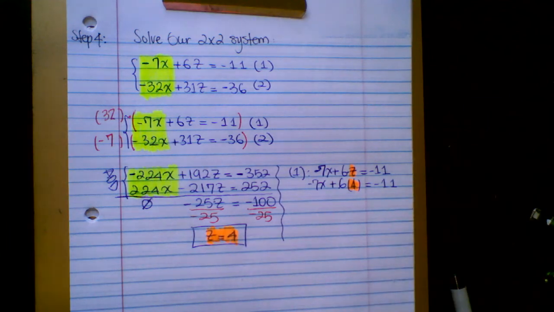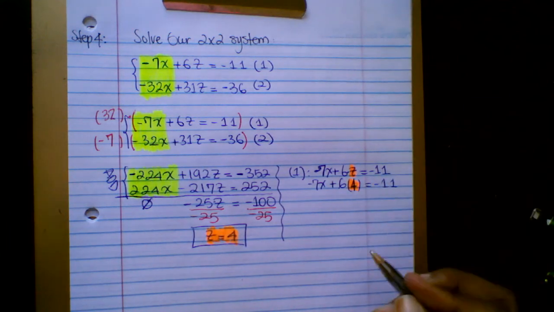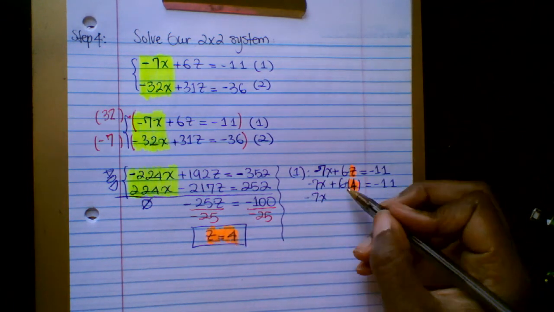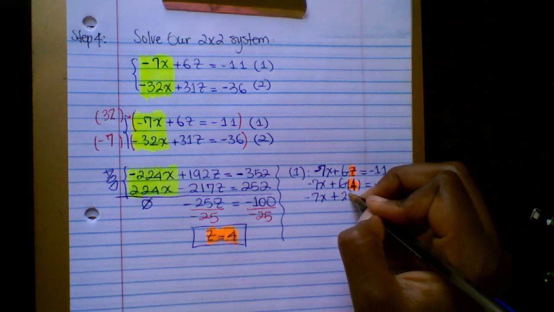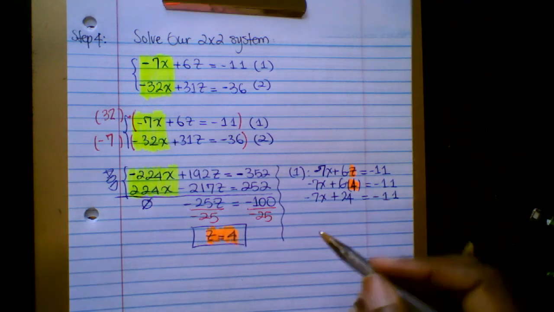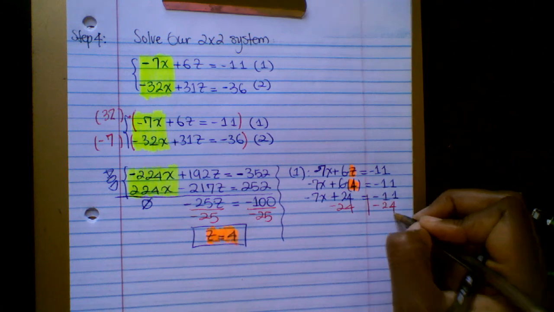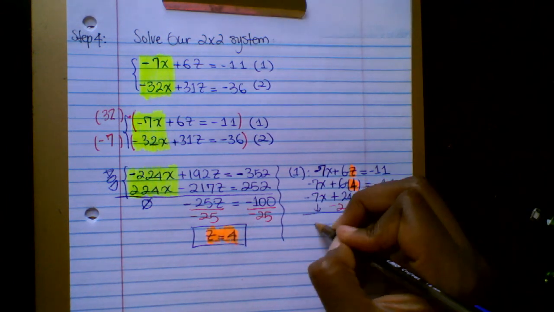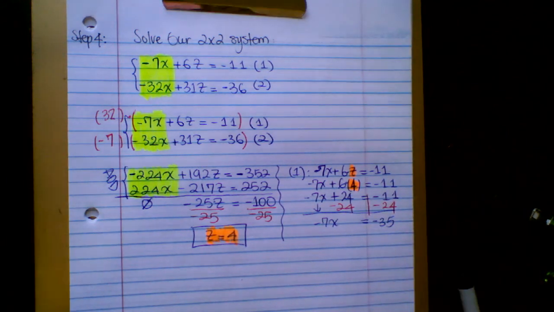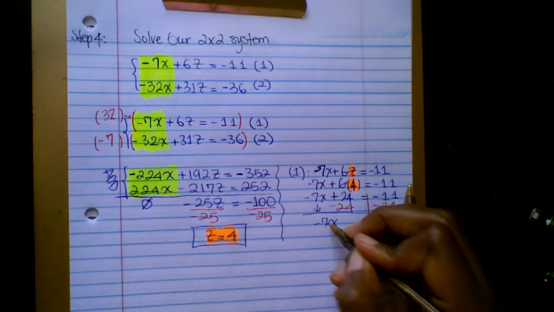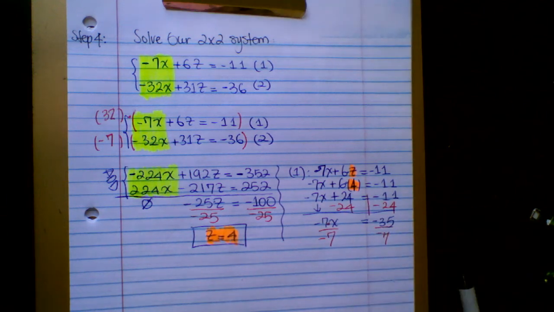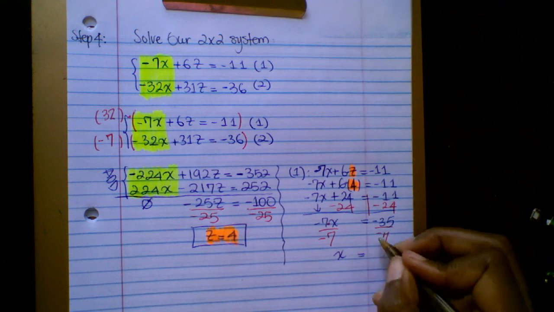So we are going to solve for x. I have negative 7x, and then 6 times 4 is plus 24, equal to negative 11. I want to solve for x, so I'm going to subtract 24 on both sides. You bring down the negative 7x, so this is cancelled out, and I'm left with negative 35. To solve for x, since it is multiplied by negative 7, you divide by negative 7. So then you end up with x equal to positive 5.